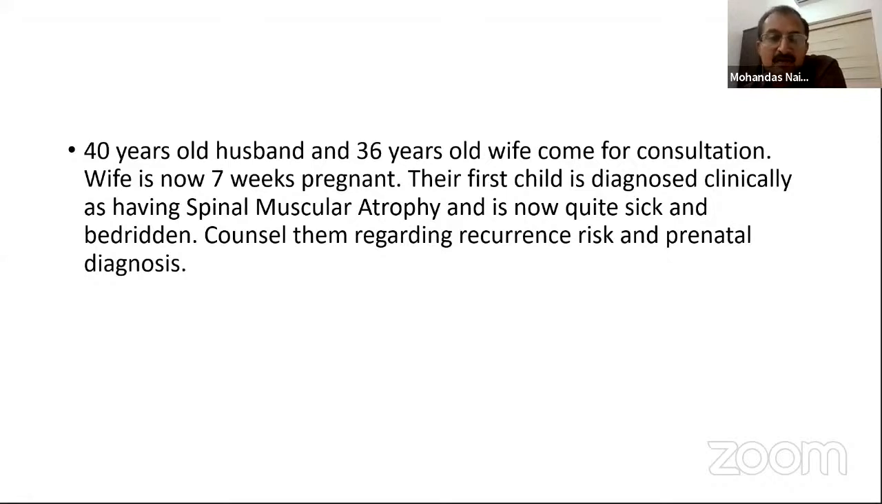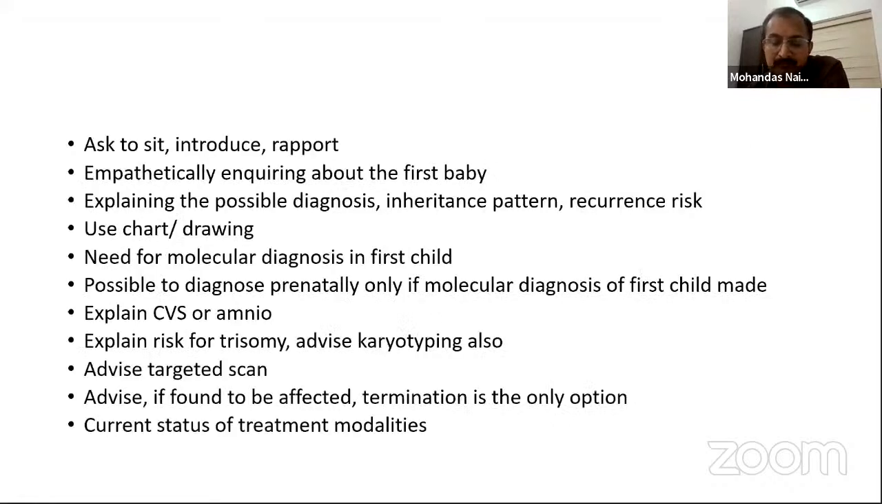The most important aspect here is that the first child is clinically diagnosed. With a clinical diagnosis, you cannot offer a prenatal diagnosis. You should have a molecular diagnosis. That is the most important point, which may mislead you in this question. So you can go through the points. You should be empathetic, explaining the possible diagnosis, inheritance pattern, and recurrences, and you have to stress the need for molecular diagnosis in the first child. Then it is possible to diagnose prenatally only if the molecular diagnosis of the first child is made.